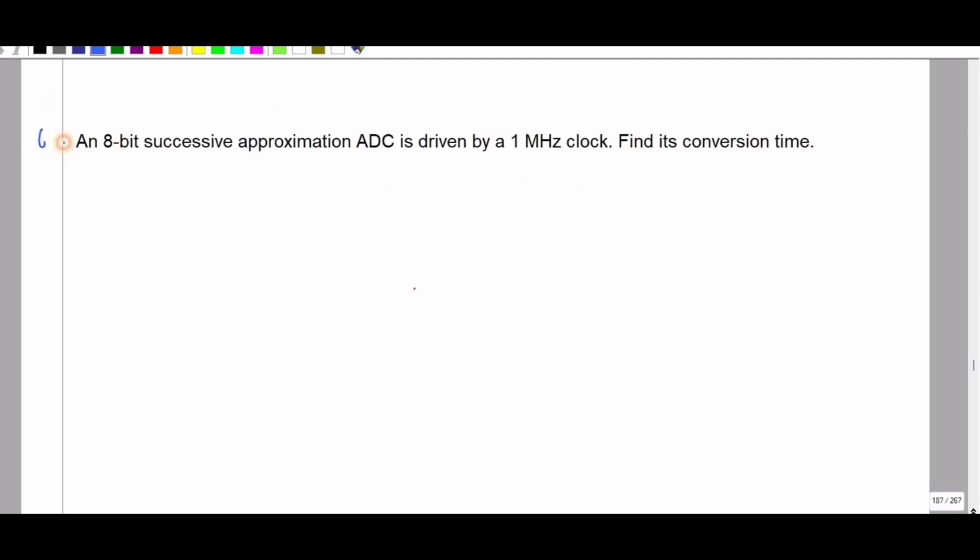So the next problem is based on ADC, successive approximation ADC. An 8-bit successive approximation ADC is given a 1 MHz clock. Find its conversion time. So the conversion time TC formula is n, where n is the number of bits, into T clock. Okay. So what is T clock? T clock is equal to 1 divided by frequency. That is nothing but 1 divided by 10 power 6. 1 mega means 10 power 6. That is nothing but 10 power minus 6. So you will get 8 into 10 power minus 6 seconds. Okay. So this is how we have to calculate.